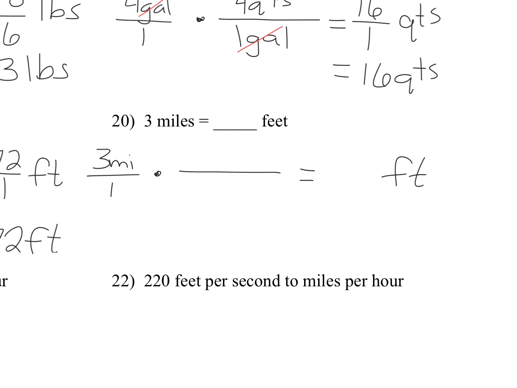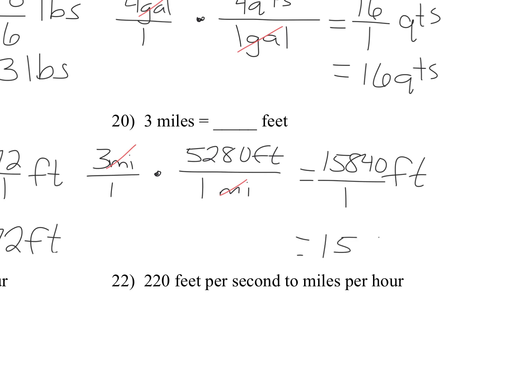Now do I put the 5,280 on the top or on the bottom? Put it on the top. 5,280 feet. What goes on the bottom? 1 mile. What cancels out? Good. 15,840. Say that one more time. 15,840. 15,840 over 1, which is 15,840 feet. How are we feeling with those?